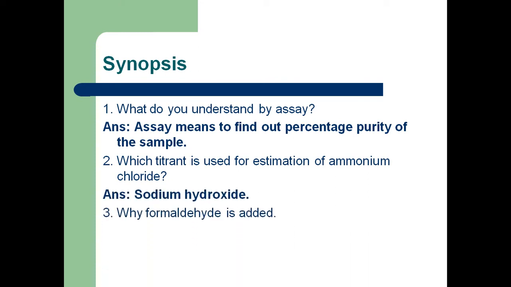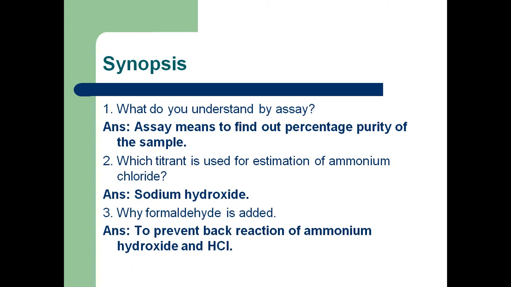Why formaldehyde is added in the titration? Formaldehyde is added to prevent the back reaction of ammonium hydroxide and HCl. Now, ammonium hydroxide and HCl readily recombine to give back ammonium chloride. So, to prevent this back reaction, we have added formaldehyde.